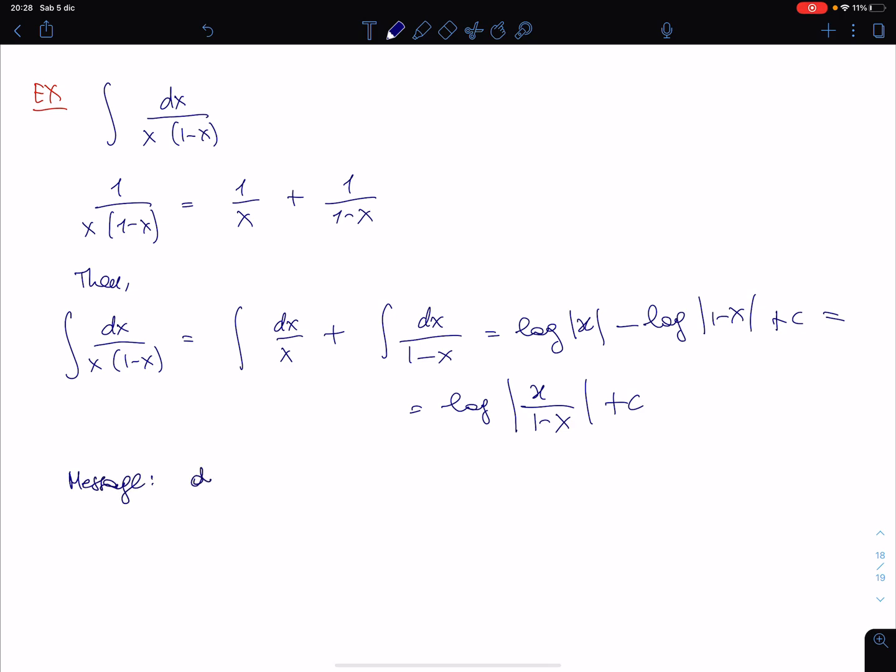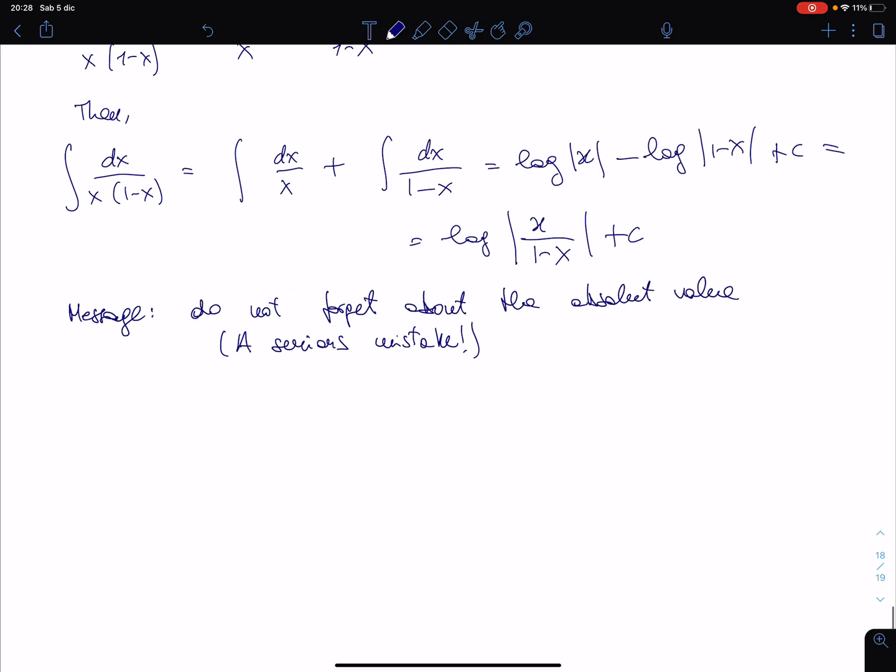do not forget about the absolute value. But for me it is a serious mistake. Okay? But why do I say that? Okay. This is a remark I did during the last question time, and I want to stress it again.